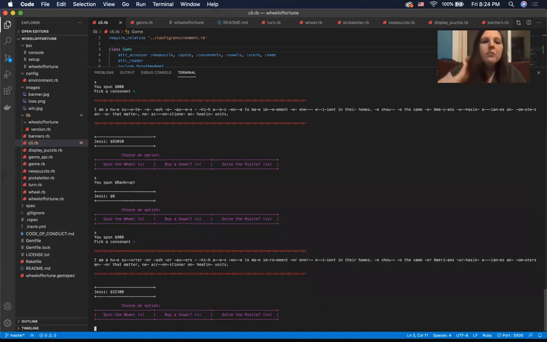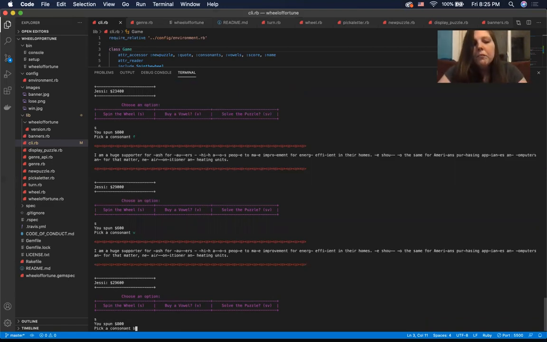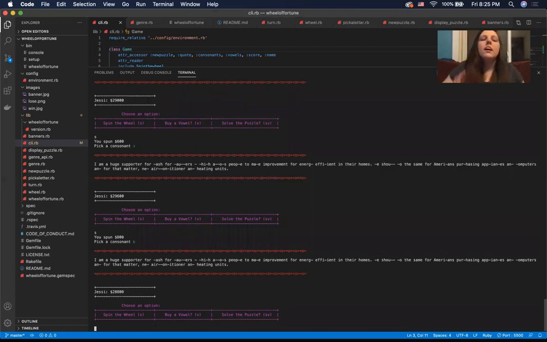Okay. "I am a huge supporter for," bet you that's bash. I could try solving it, and then I'd have to type out this whole really long puzzle. "I'm a huge supporter for," let's try B for bash. It's not bash.